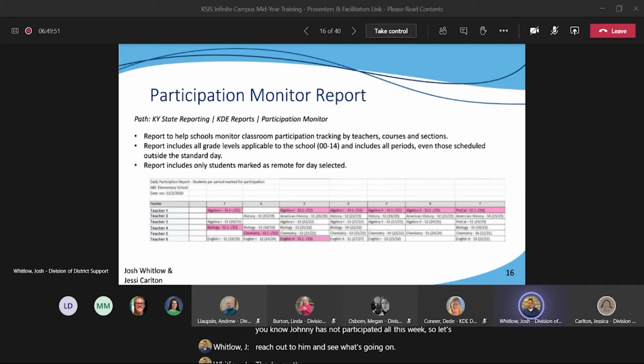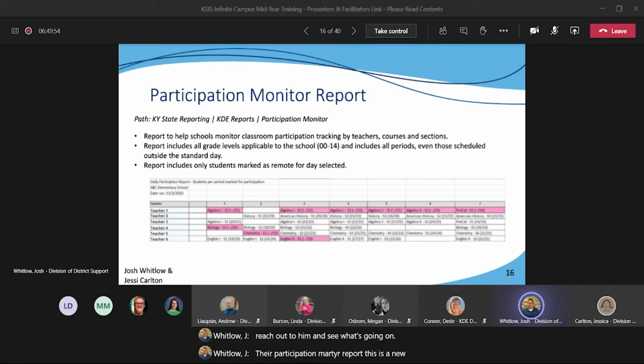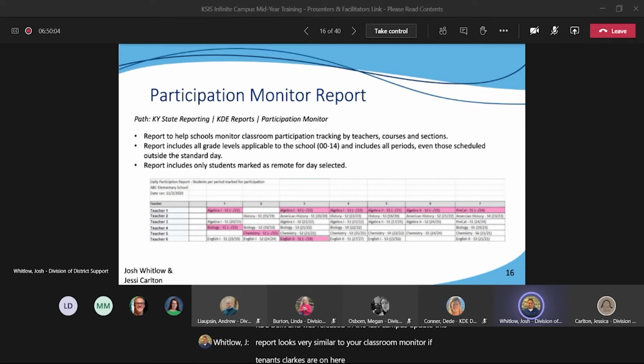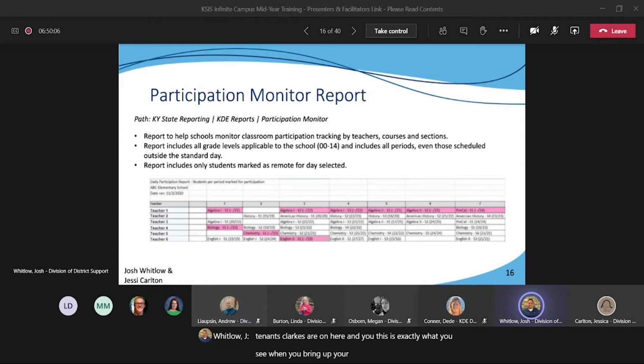The participation monitor report. This is a new report that KDE built and was released in the last campus update. This report looks very similar to your classroom monitor. If attendance clerks are on here, this is exactly what you see when you bring up your classroom monitor. This report helps schools monitor classroom participation, tracking by teachers, courses, and sections. This report also includes all grade levels applicable to the school from kindergarten all the way to the 14th grade, and includes all periods, even those periods outside the school standard day.